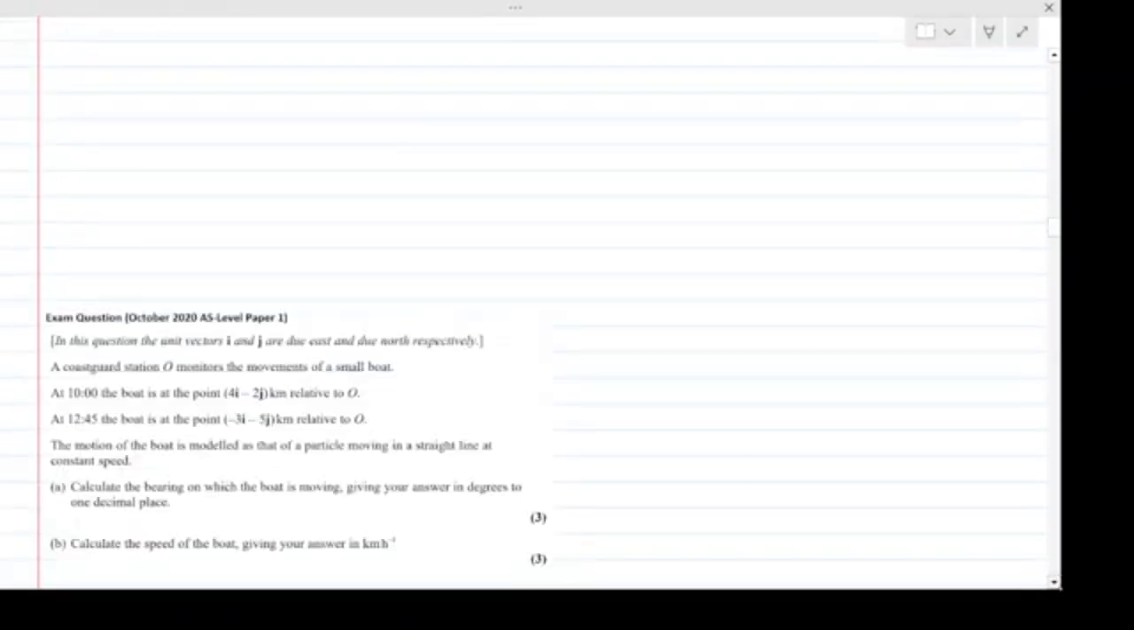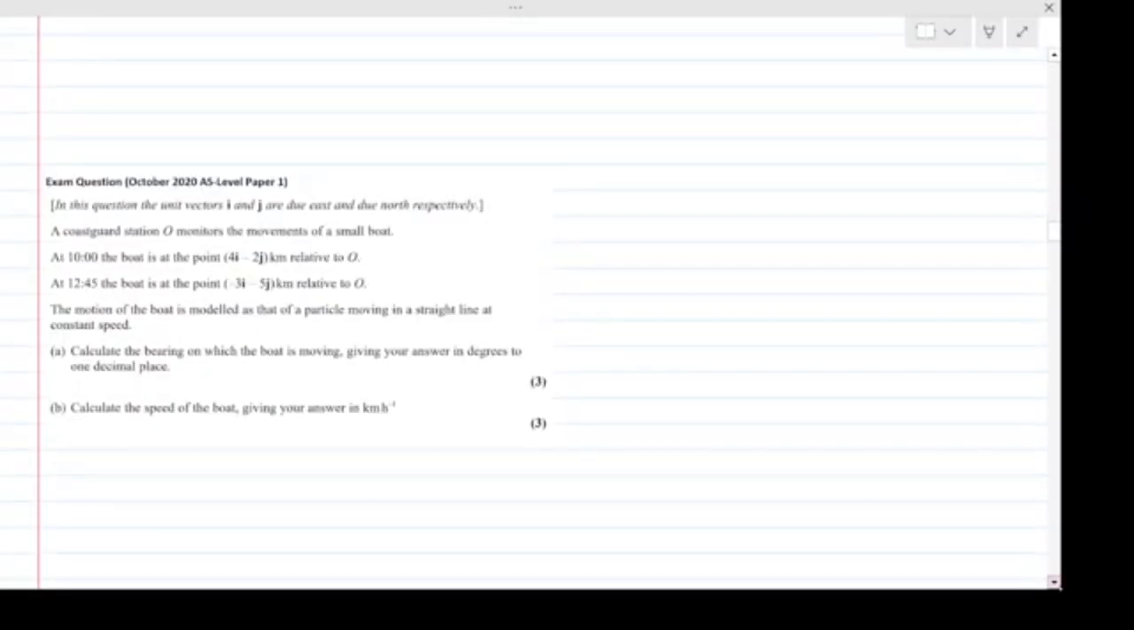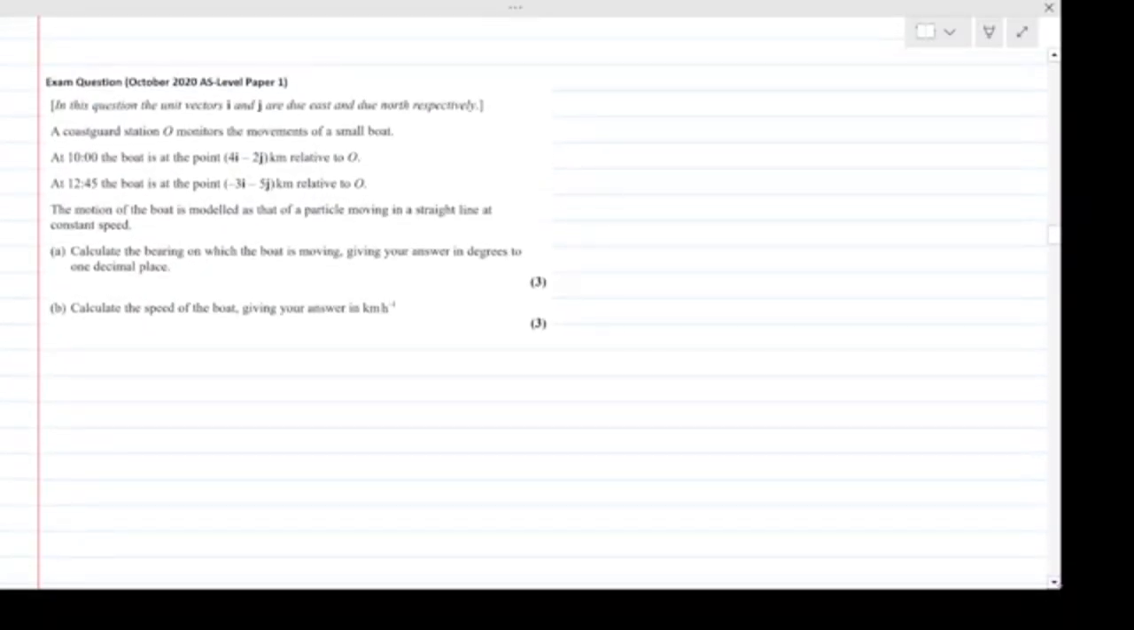Let's have a look at some exam questions now. So I'm told in this question, a Coast Guard Station O, for origin, monitors the movements of a small boat. At 10 o'clock, the boat is at the point 4, minus 2 relative to the origin, and at 12:45, the boat is at the point minus 3i minus 5j relative to the origin.